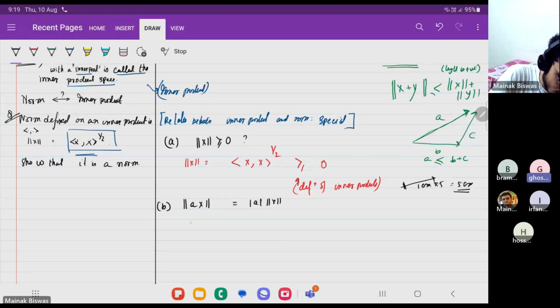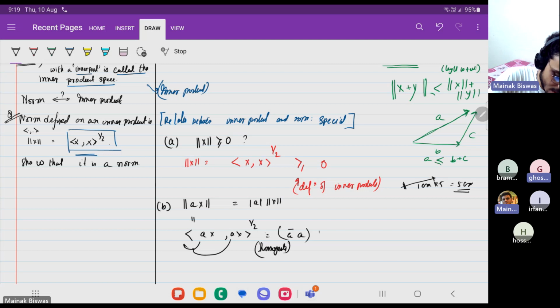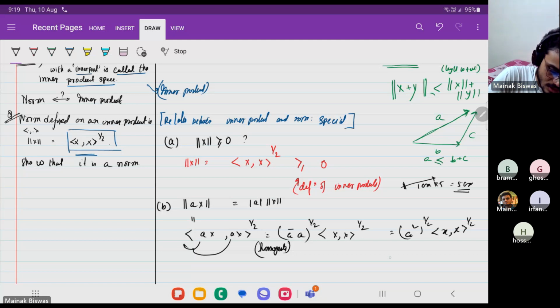You can write it as the inner product of a x and a x, to the power half. Then we use homogeneity, so you take all the a's outside. You get a times a conjugate, into the inner product of x comma x. So you will get the magnitude of a squared, to the power half, times x to the power half. Very good, so you have understood. Now the third part is a bit tricky, but we'll start off.